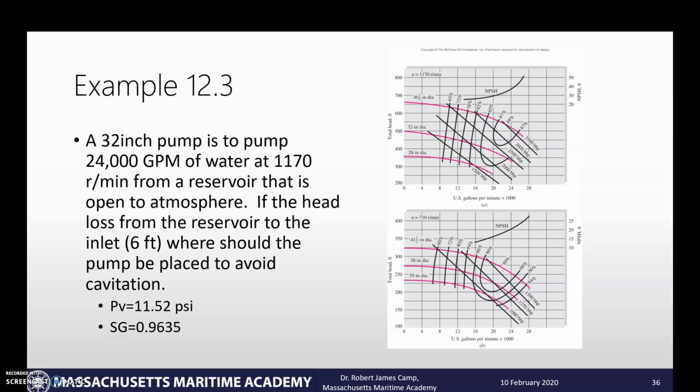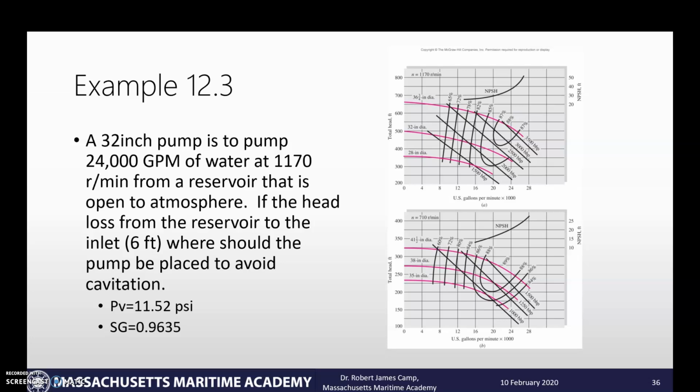A 32-inch pump is to pump 24,000 gallons per minute of water at 1170 RPM from a reservoir that is open to atmosphere. If the head loss from the reservoir to the inlet of the pump is 6 feet, where should the pump be placed to avoid cavitation?